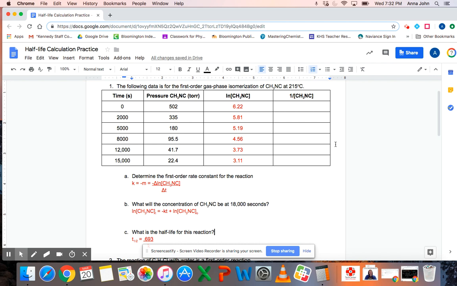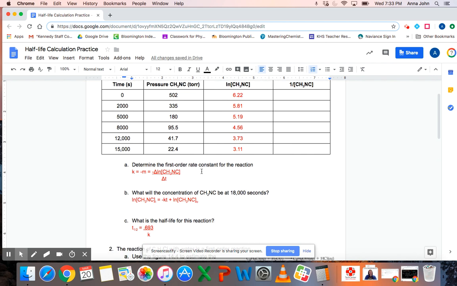But when we did this in class, we did some calculations without actually graphing it. The first thing I did was calculate the natural log of each of these concentrations, or each of these pressures, and came up with these values. 1 over concentration is for a second order rate law, so I just ignored that. I'm not going to fill that in.